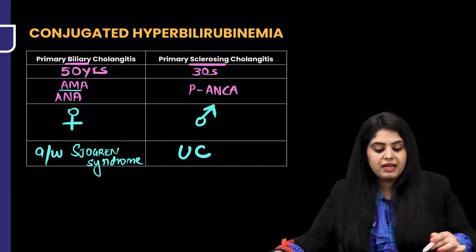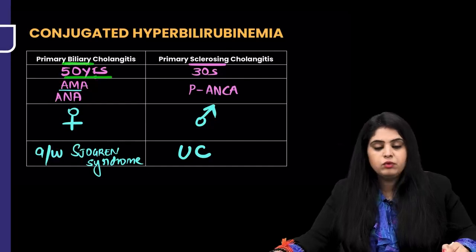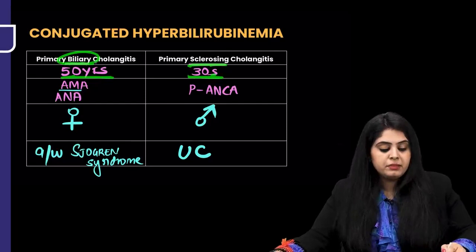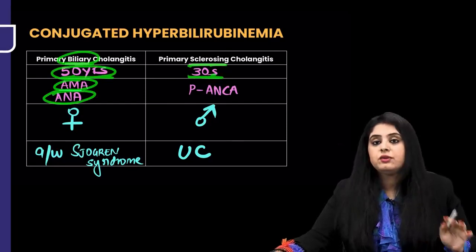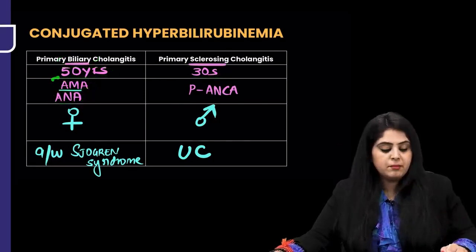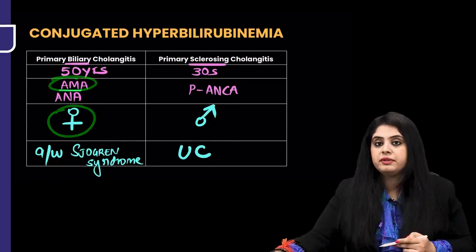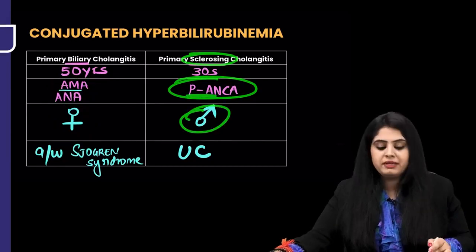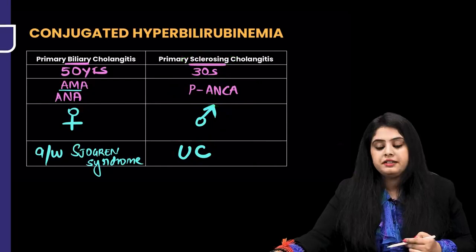So now to repeat: primary biliary cholangitis is seen in older people, around 50 years old, and sclerosing in younger people, around 30 years old. Biliary, which one is older? AMA and ANA are the antibodies, and AMA reminds me of females, so this is more common in females. Sclerosing cholangitis is seen with P-ANCA antibody. P-ANCA reminds me of Papa, more common in males and associated with ulcerative colitis.